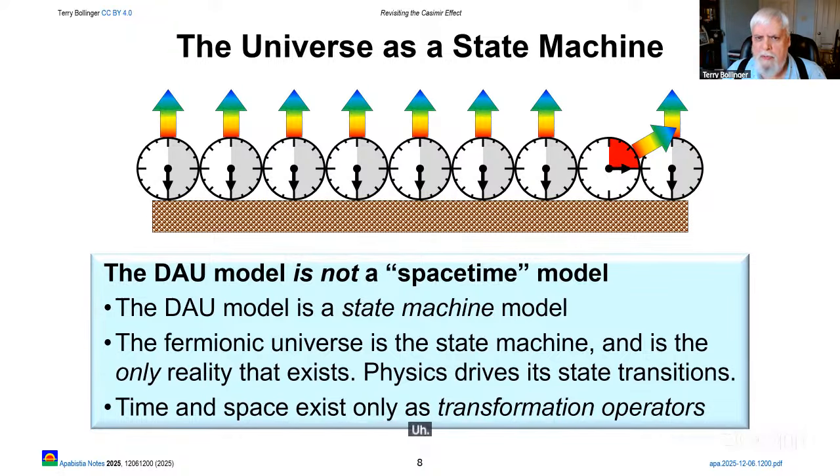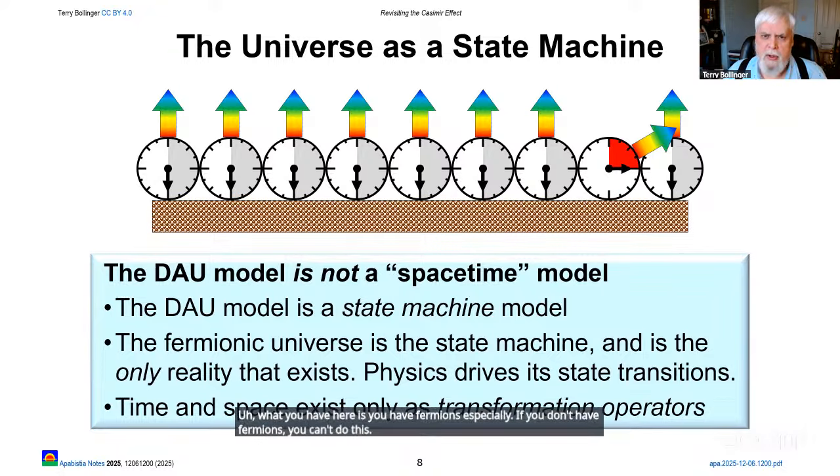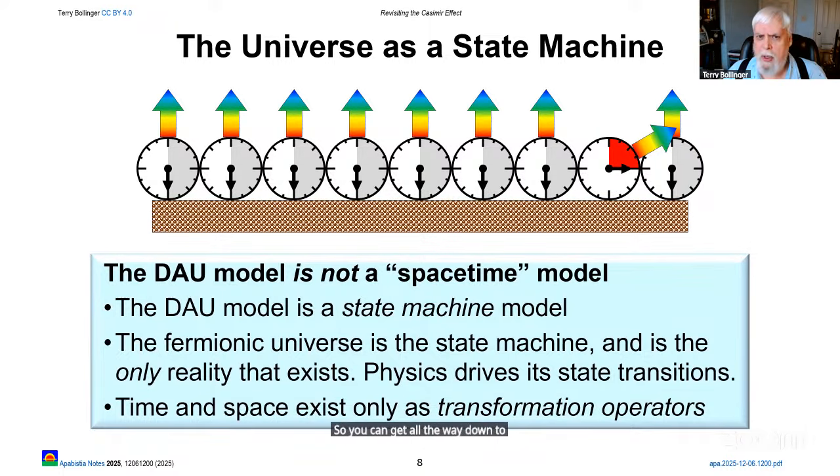What you have here is you have fermions, especially. If you don't have fermions, you can't do this. So you can get all the way down to the particle physics level. If you just have bosons, bosons are part of the time equation, but if you don't have these gnarly, strange little particles called fermions, which is to say electrons, protons, matter type particles, you don't get this property of where you have this nice little separation and this change of state. So these become the fundamental units of memory devices, the fermionic states of universes. Those are very limited in number.